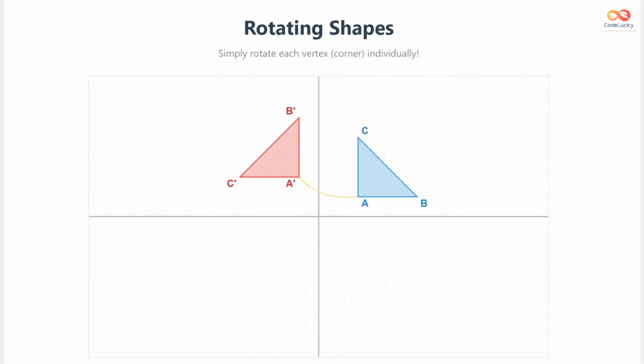If you need to rotate an entire shape, like this triangle, don't worry. You simply perform the same process on each individual vertex. Rotate point A, then point B, then point C using the same rule. Connect the new dots, and you have your rotated shape.